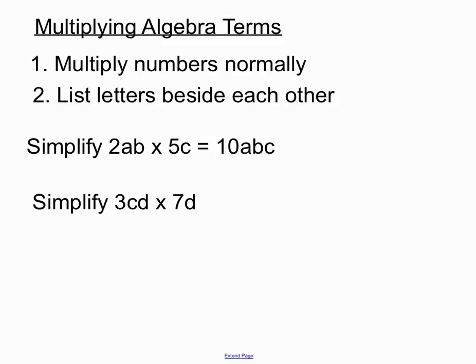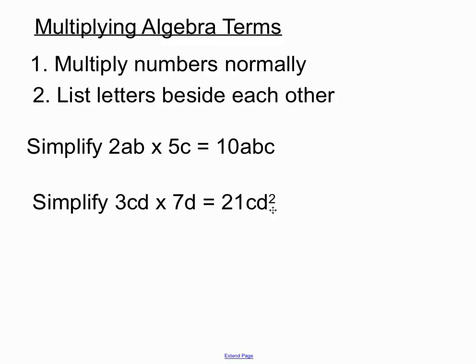Let's have a look at another example. We have to simplify 3cd times 7d. Now for step 1, let's multiply the numbers normally. 21. Now let's have a look at the letters we've got here though. We've got C, and we've got a D, and we've got another D that's multiplying. So what happens there is we create a D squared. There's only one C. We indicate that there's two D's multiplying with each other by creating that D squared term there.